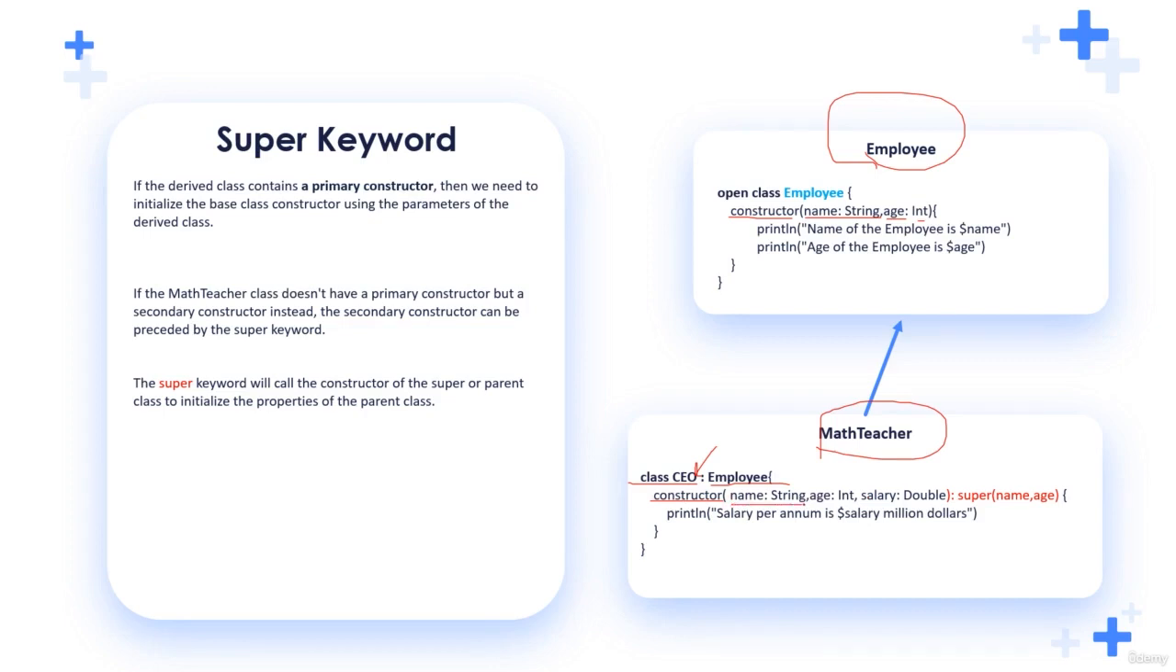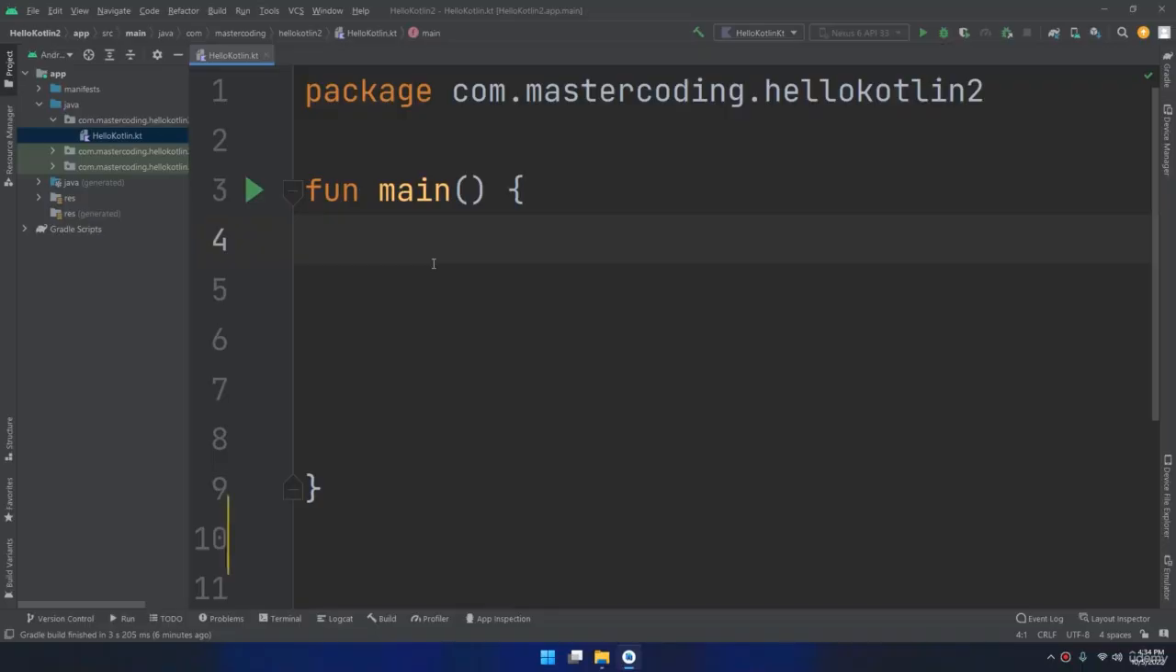You see, guys, this is the name, this is the age, and this is the salary. But the name and age are inherited from employee. So we can put here the super keyword that contains the name and age, telling that these properties are inherited from the employee, which is the super class.